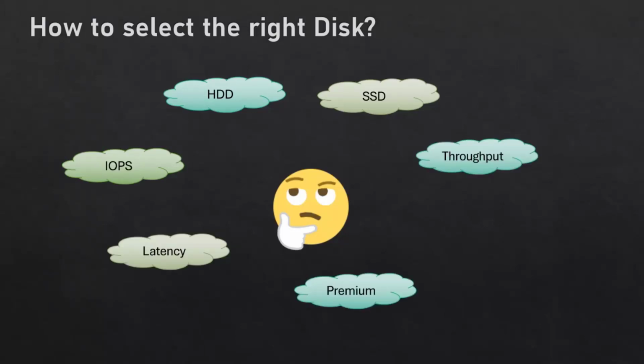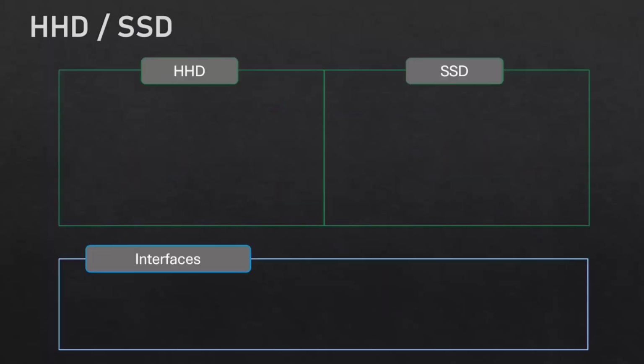Similarly, latency, throughput, and premium. So what I want to do is let us start understanding these basics first, and then we'll go more into debugging mode. At a very basic level, we have two types of disk available in the market, which are HDD and SSD. HDD is hard disk drive, SSD is solid state.